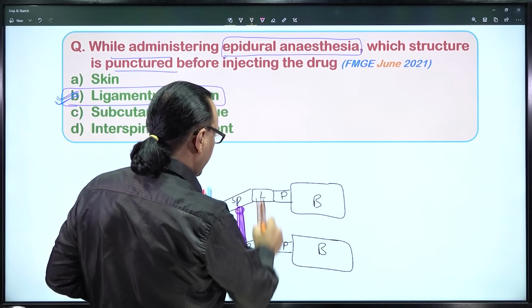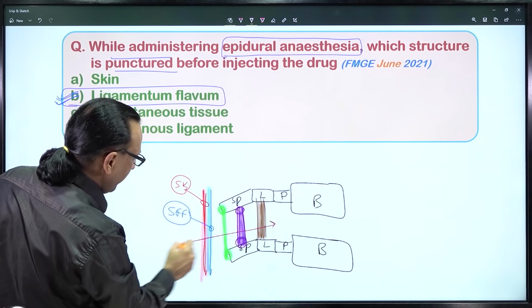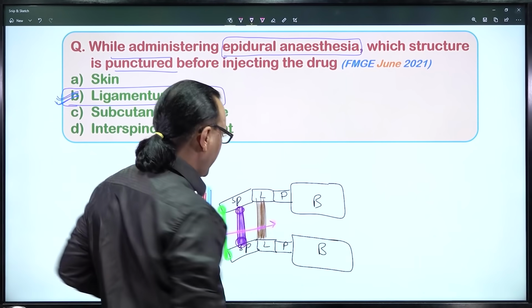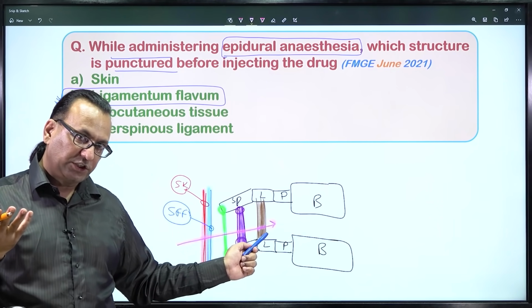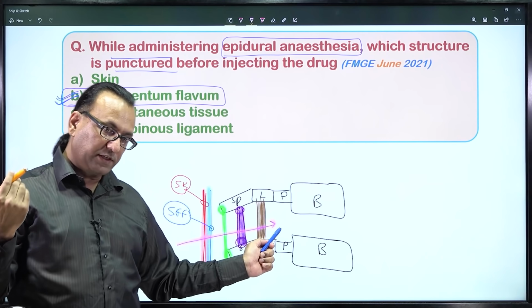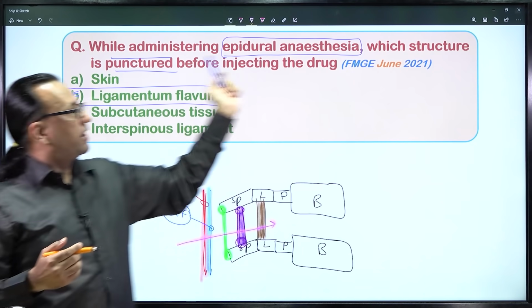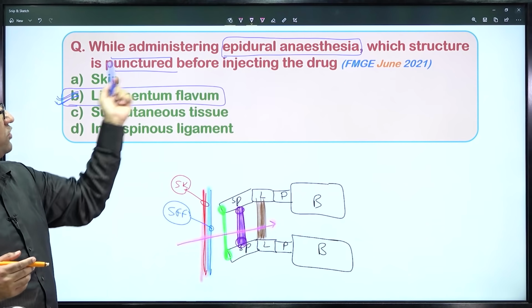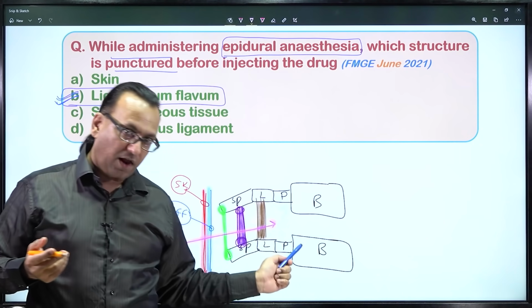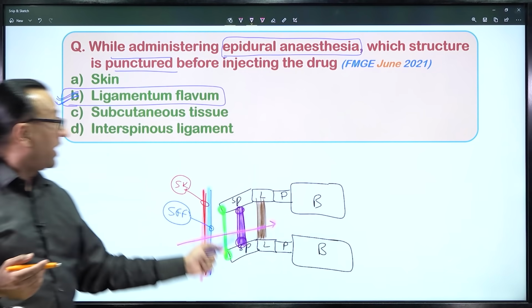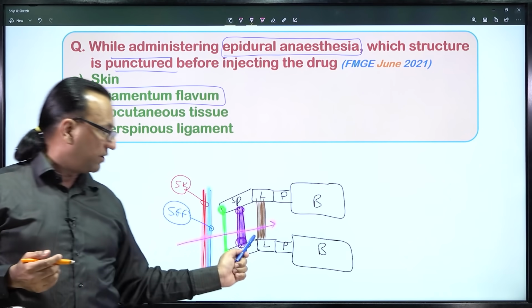So let us take the needle now. This is our needle, and we are doing the epidural puncture. We are not supposed to puncture any meninges. Stay outside the dura mater, and this is called epidural anesthesia. While giving the epidural anesthesia, the structure you punctured before injecting the drug was the ligamentum flavum. Choice number B is our answer.